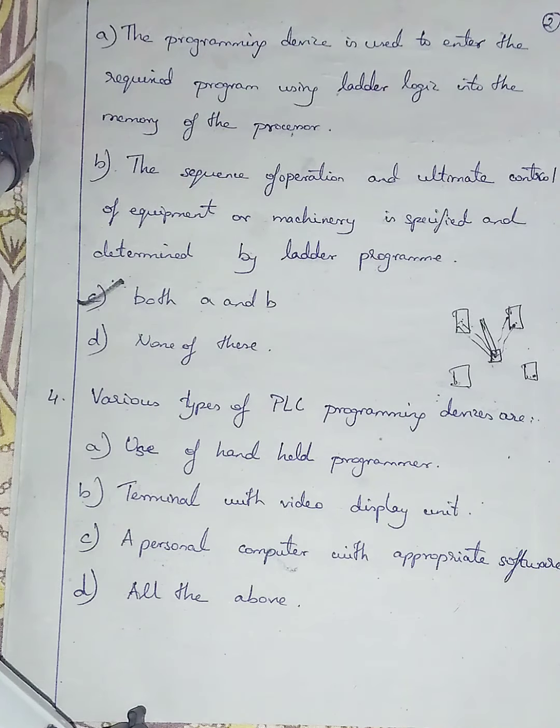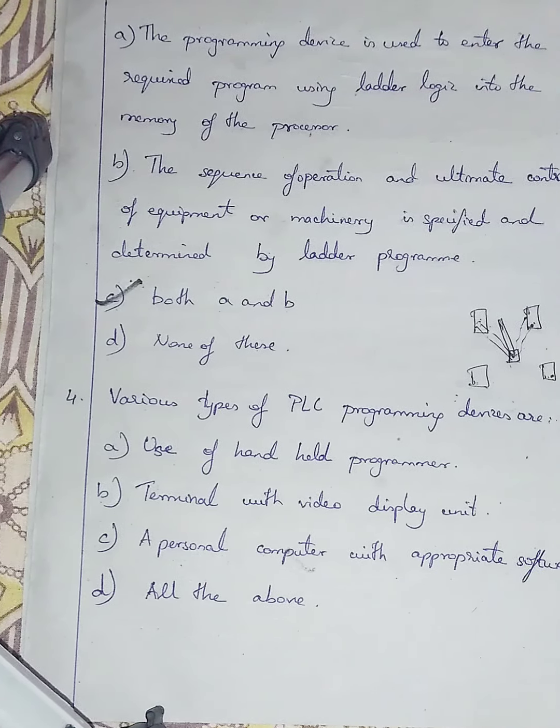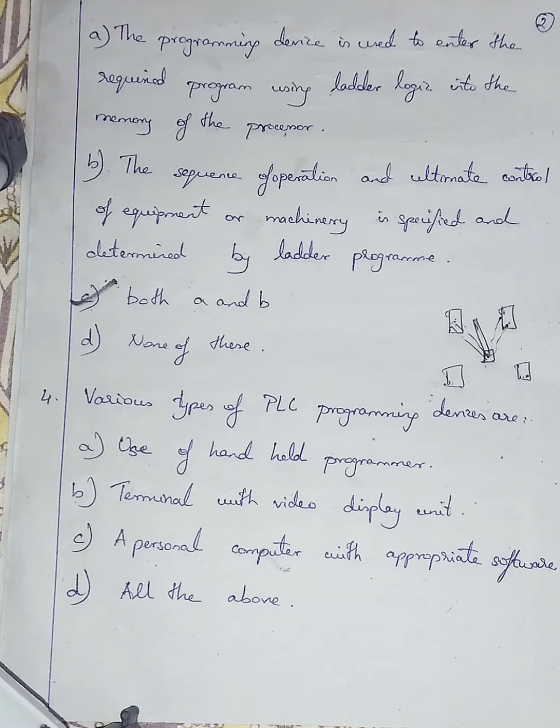Question number 4, various types of PLC programming devices are: what are the various types of PLC programming devices? Option A, use of a handheld programmer. Option number B, terminal with a video displaying unit. Option number C, a personal computer with appropriate software. Option number D, all the above.